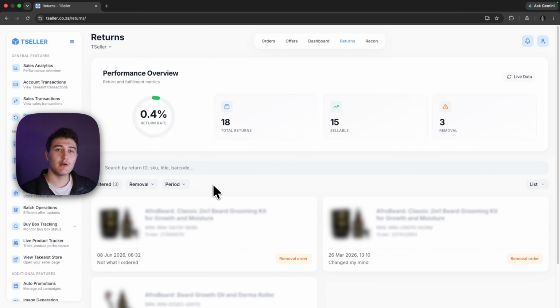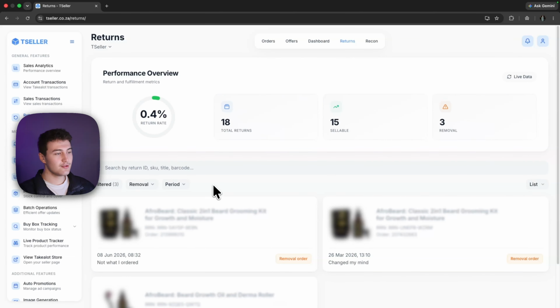The most important thing is you always just need to have visibility. So that's exactly why we built this into TSeller so that you guys can always see what's going on. You can look at it on desktop, you can look at it on your phone, you can do it while you're driving if you really want to, just so that you are always aware of what is going on with the products on your store.